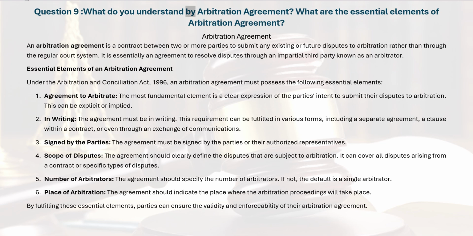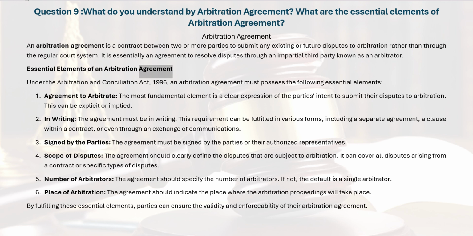Question 9. What do you understand by arbitration agreement? What are the essential elements of an arbitration agreement? Arbitration agreement. An arbitration agreement is a contract between two or more parties to submit any existing or future disputes to arbitration rather than through the regular court system. It is essentially an agreement to resolve disputes through an impartial third party known as an arbitrator.